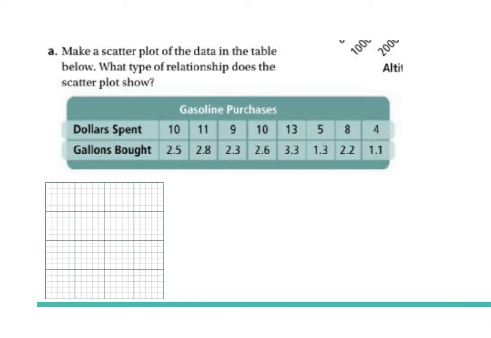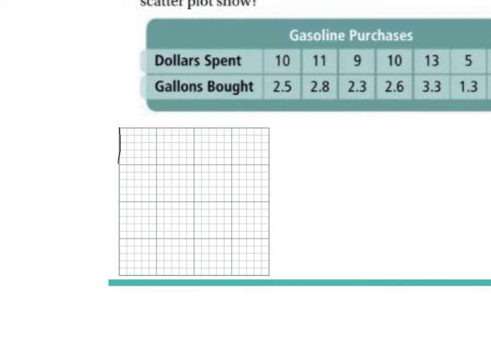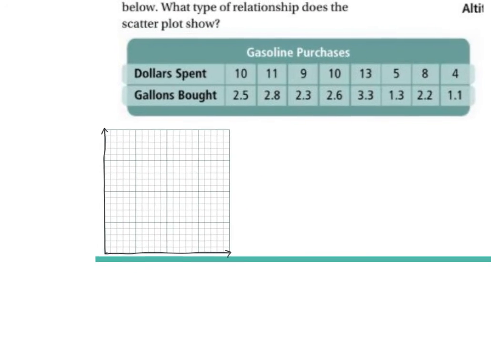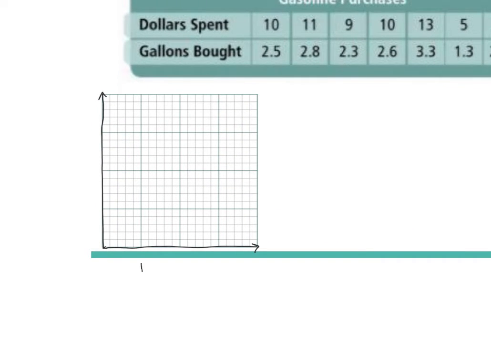All right, let's make a scatter plot of the data in the table below. And what type of relationship does the scatter plot show? Okay, so gasoline purchases. Guys, we've got a coordinate grid over here. Let's make our two axes. None of our values are negative, so let's just keep it in quadrant 1, our positive axis. What's the x-axis going to be? Dollars spent. And my y-axis? Gallons bought.